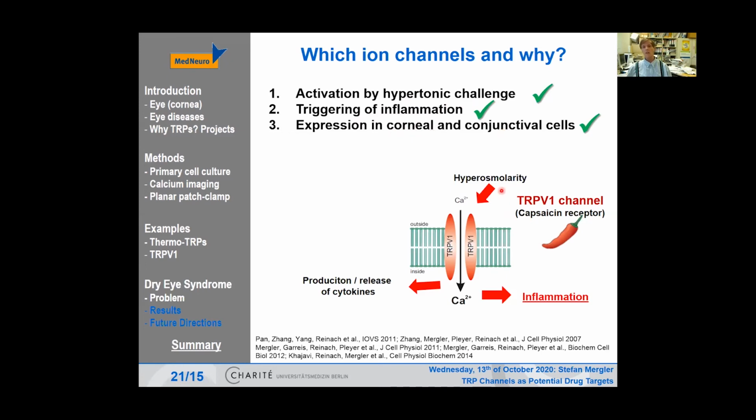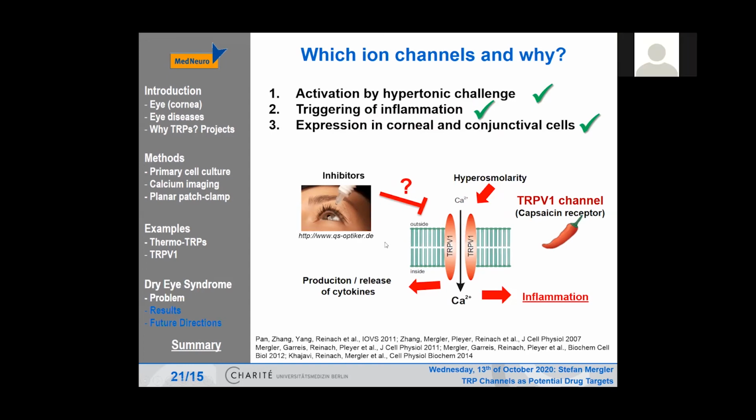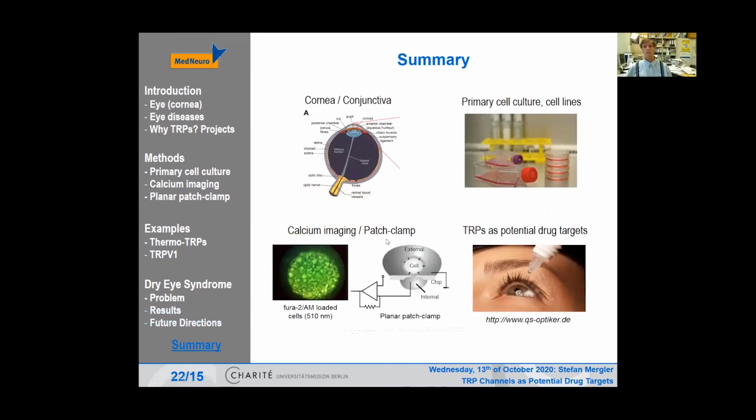Here, the responsible activation is the hyperosmolality. The problem is that we should find a drug which suppresses the TRPV1 activation, which induces such problems, and develop eye drops to suppress this channel. This is the initial idea. Okay, then a summary. I explained the cornea to you so that you remember how it looks inside the eye.